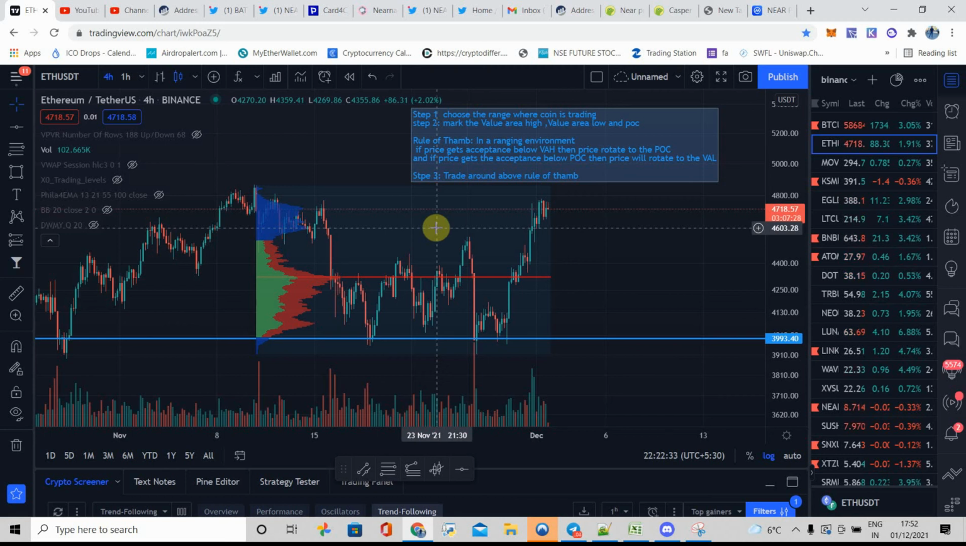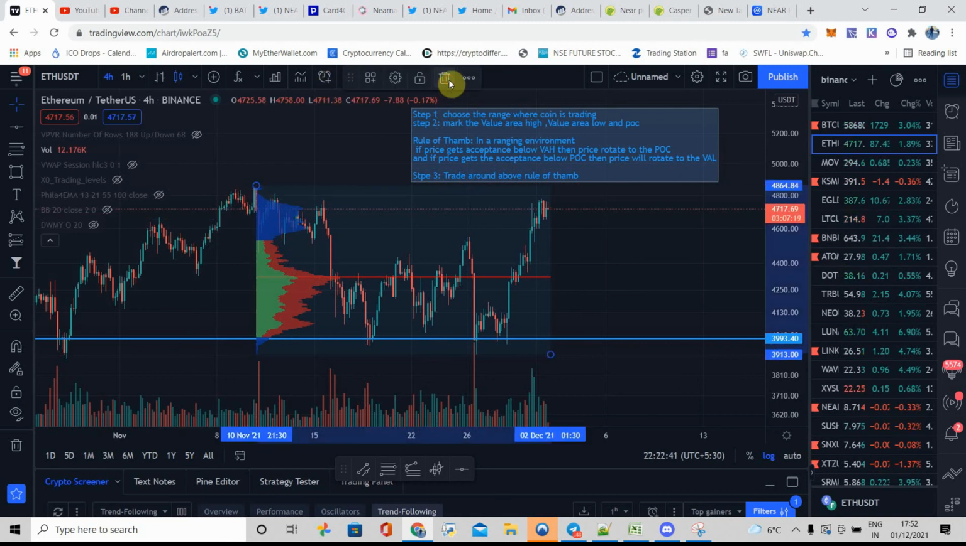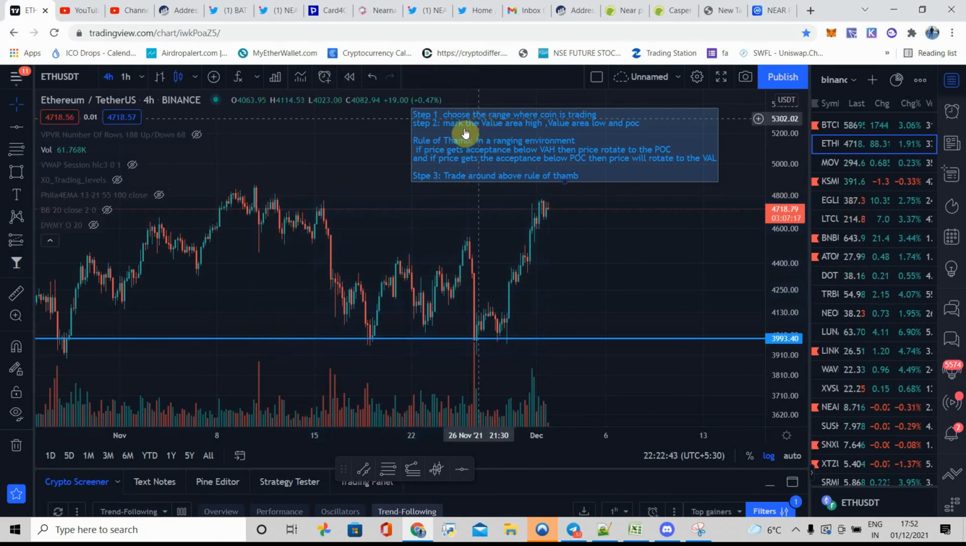Hello all, today I'm going to talk about fixed range volume profile and how to use it in a ranging environment. So let's get started. The first step is to choose the range where the coin is trading. Right now I am on the Ethereum USDT chart on a 4 hour, and as you can see, from 10th of May the price had been ranging till today's date.